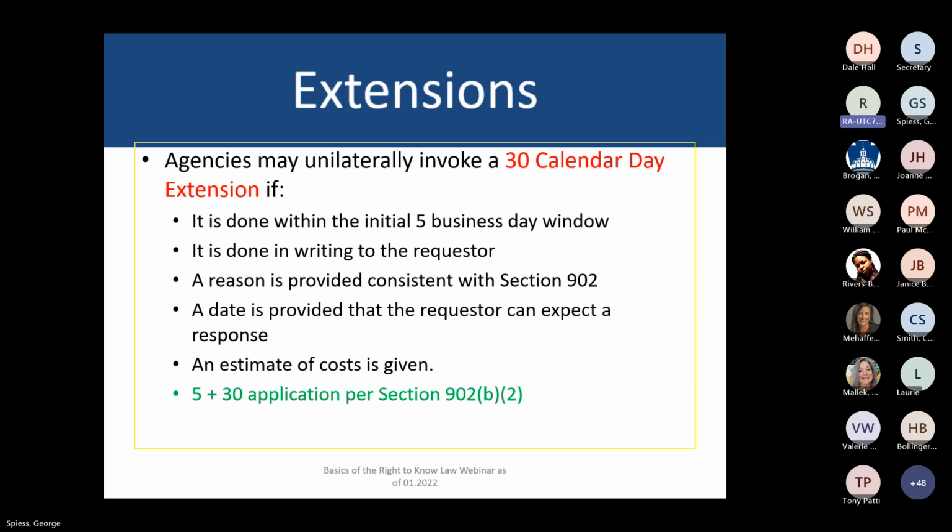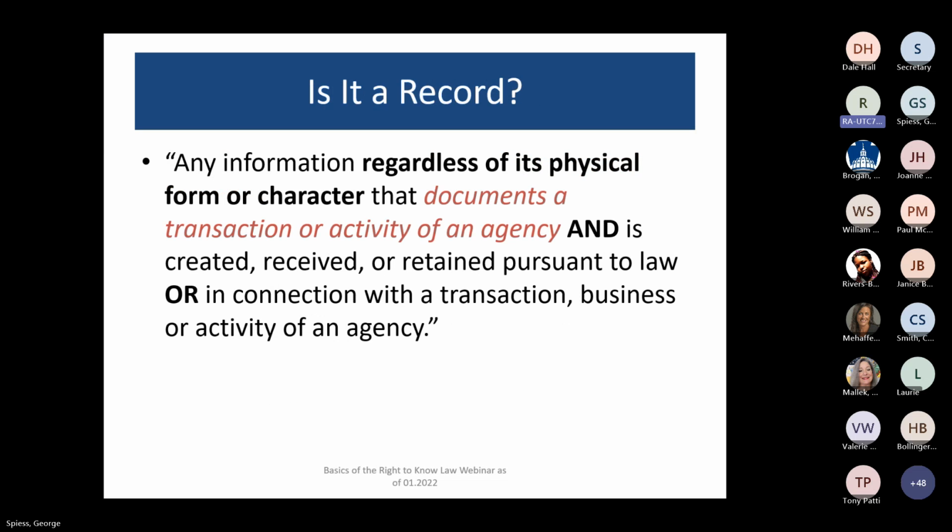If you can get the records out to the person, or I should say, get the response out to the person within the 5 business day deadline, that's what you should be doing. Okay? Now, let's move on and talk about the first hurdle that we're coming up against. And we need to answer the question, is the person requesting a record?